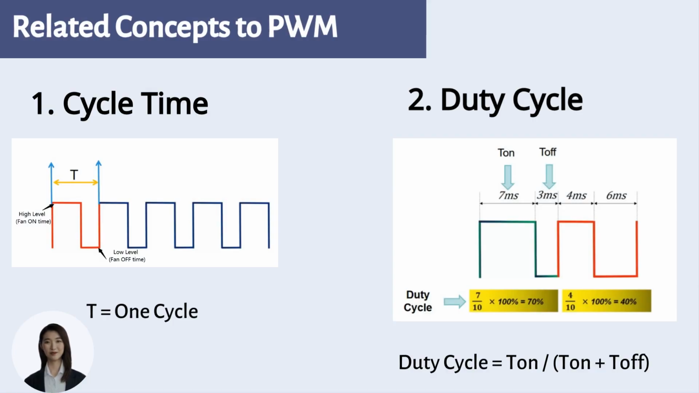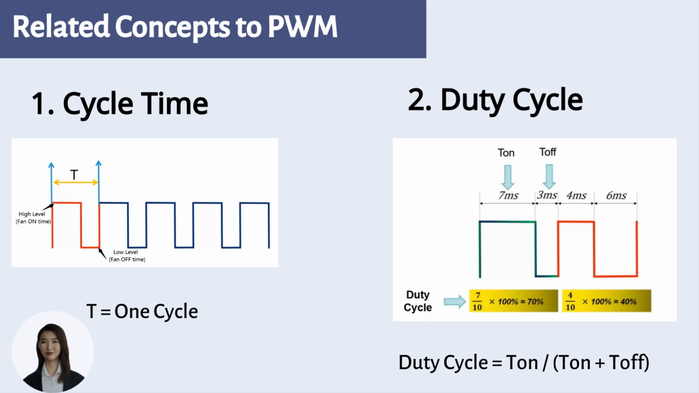Next, let's study some related concepts of PWM signal. Cycle time is the time it takes for a signal to go from the high level, on time, to the low level, off time, and back to high level, on time, shown as the red waveform, T, in the figure.